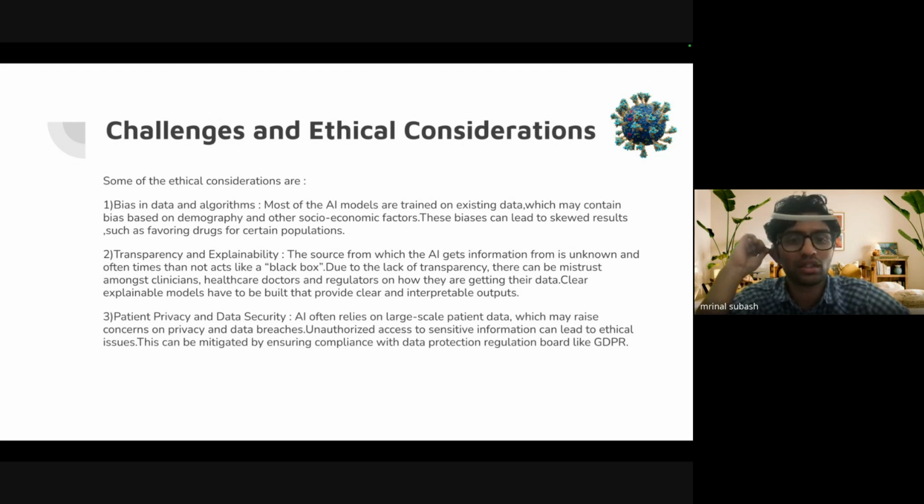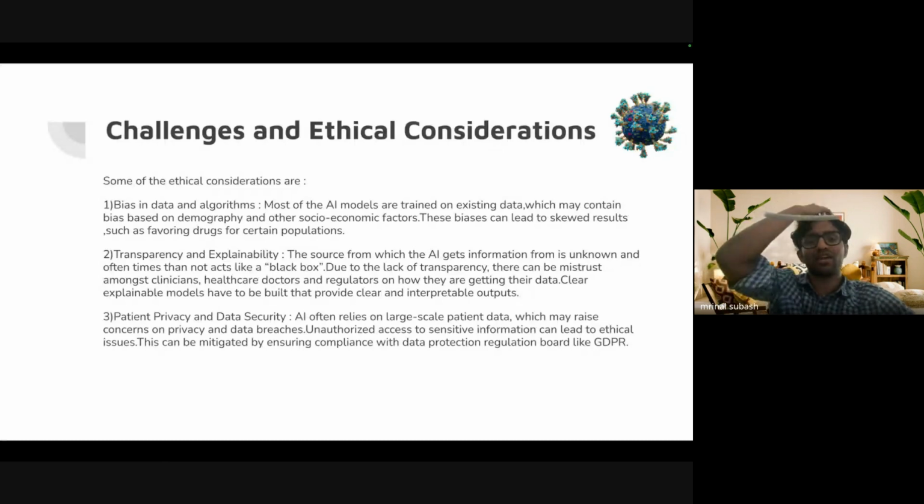And when it comes to deciding if a certain drug can be universally accepted by people from all socioeconomic factors, that is one of the challenges that AI engineers in the drug discovery team are facing right now.